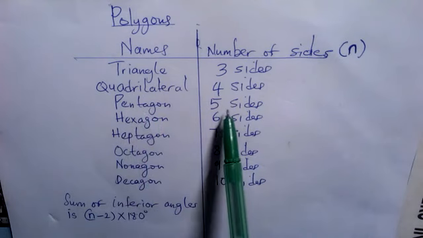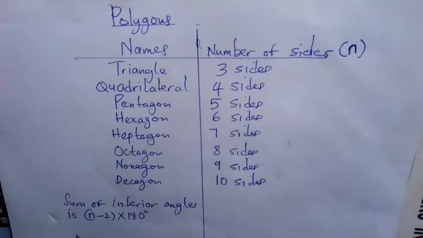pentagon has five sides. I also talked about the interior angles of all these polygons. I said you can use this formula to calculate all the angles inside any polygon. I said this n represents the number of sides. This formula can help you to calculate the total angles inside any polygon.